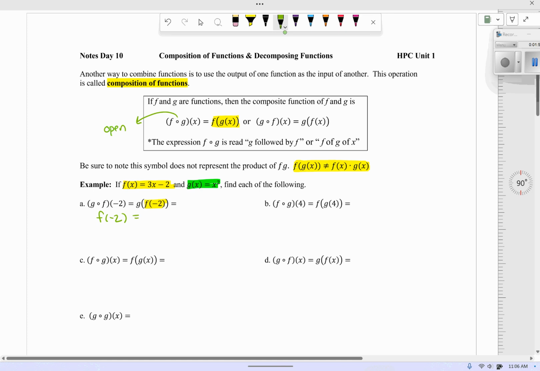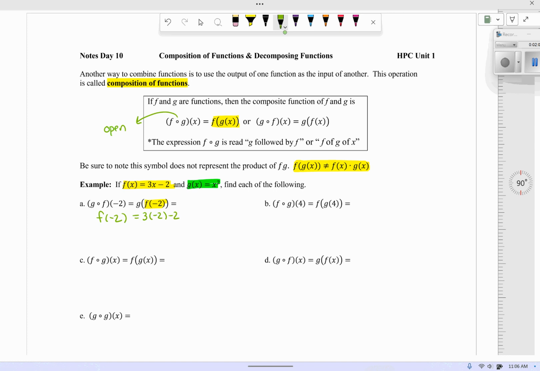And when I plug -2 into my function for x for the f function, we end up with -8. So then we're going to take this answer and plug it into the outer function, which is g. So g of -8 goes into our g of x function, so -8 squared, which is 64. So that would be the entire answer of our composition.